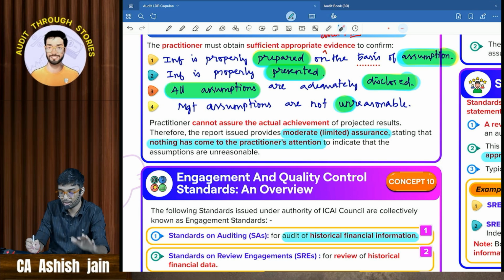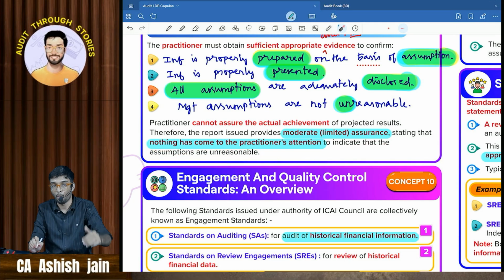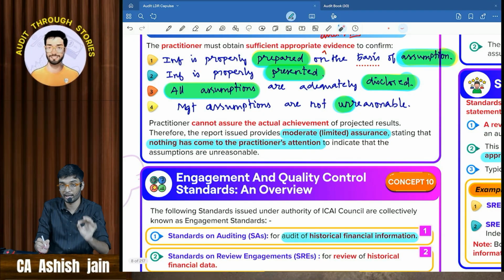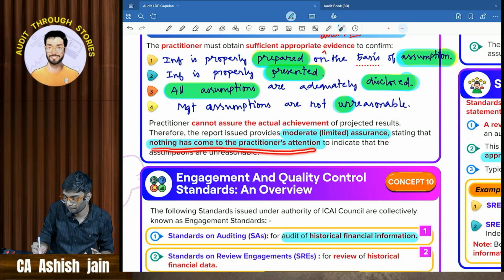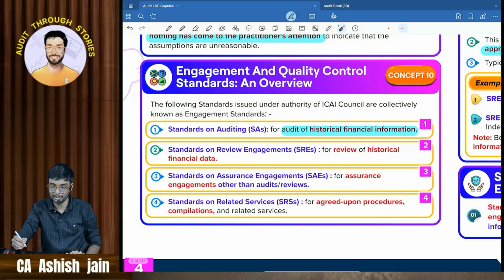Limited assurance is all the auditor will give, stating that nothing has come to the practitioner's attention to indicate that the assumptions are unreasonable. Whatever assumptions management have used to prepare the prospective financial information, in my attention they are not unreasonable. The practitioner is going to say that. So this wording you have to definitely write in your examination: nothing has come to the practitioner's attention to indicate that assumptions are unreasonable.